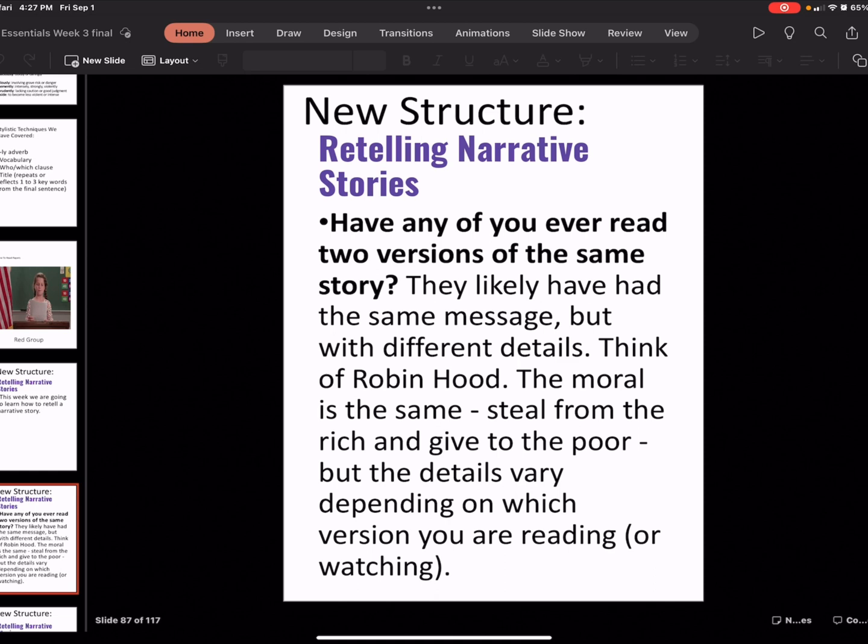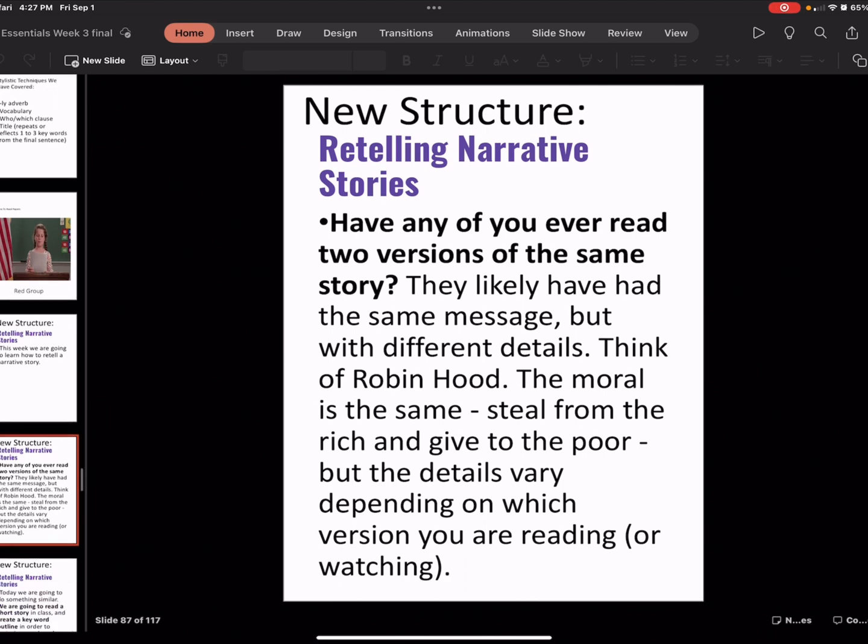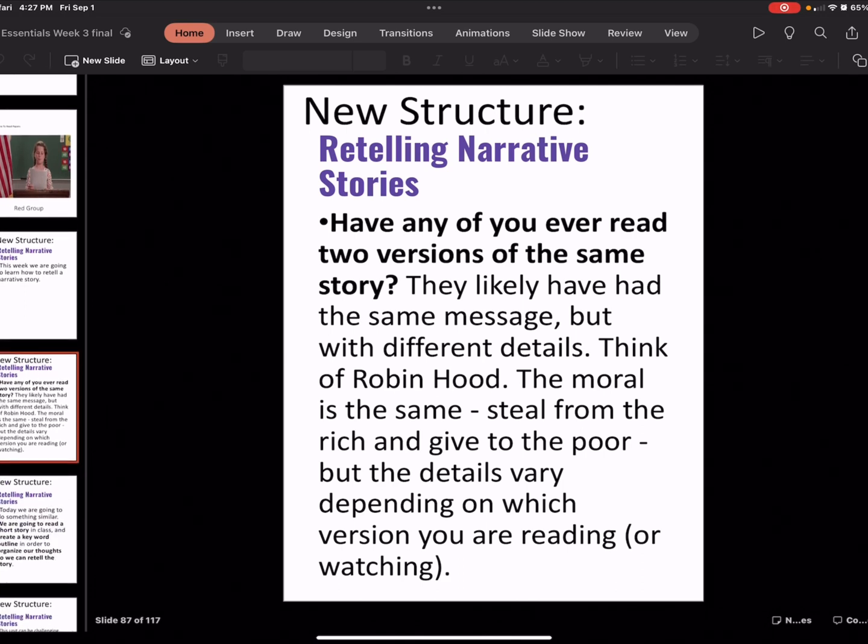Retelling narrative stories. Have any of you ever read 2 versions of the same story? They likely have had the same message, but with different details. Think of Robin Hood. The moral is the same, steal from the rich and give to the poor, but the details vary depending on which version you are reading or watching or listening to. So also, Cinderella is like that. Cinderella has a lot of different versions. It's really interesting if you go look through the internet, how many different versions of Cinderella there are.